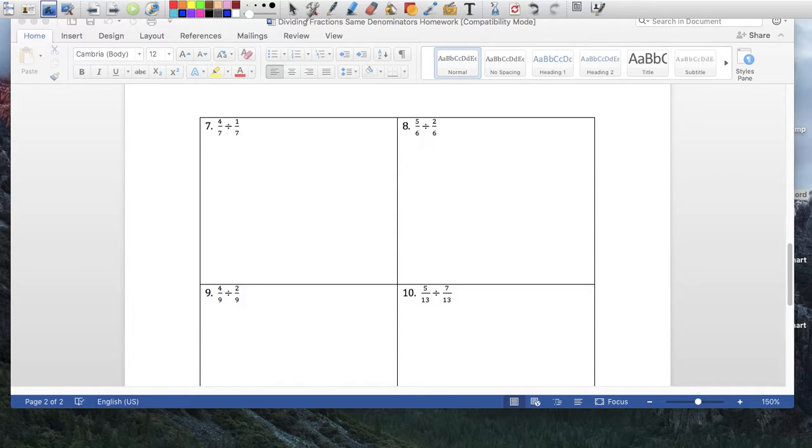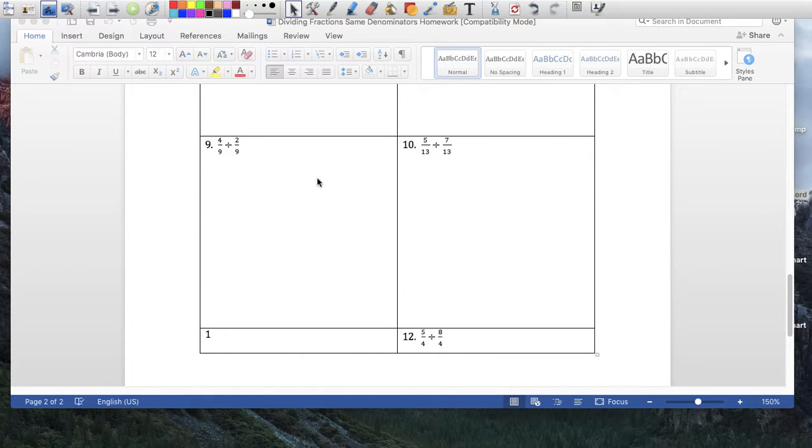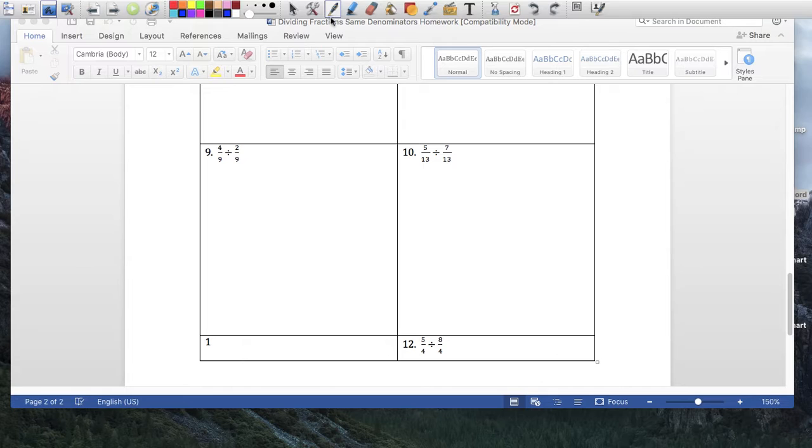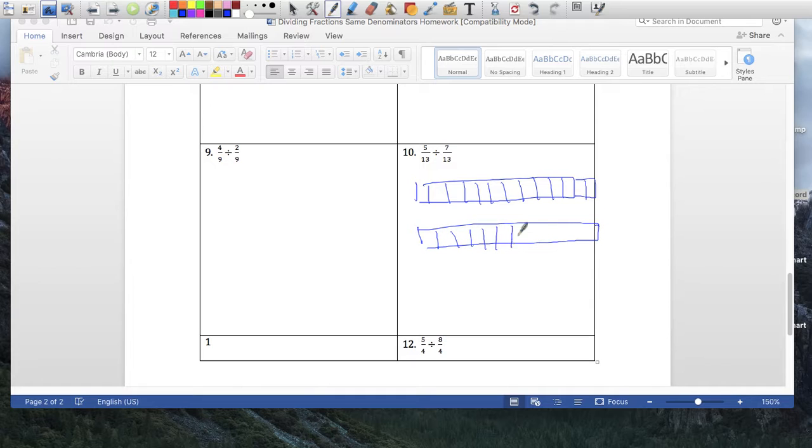And I guess I won't do all of them, but I'll do one more. Let's do 10. Something out of 13. Nice number, by the way. 1, 2, 3, 4, 5, 6, 7, 8, 9, 10, 11, 12, 13. This one also has to have 13. And we're going to shade in 5, I'm sorry. 1, 2, 3, 4, 5. The bottom one we're going to shade 7. 1, 2, 3, 4, 5, 6, 7.